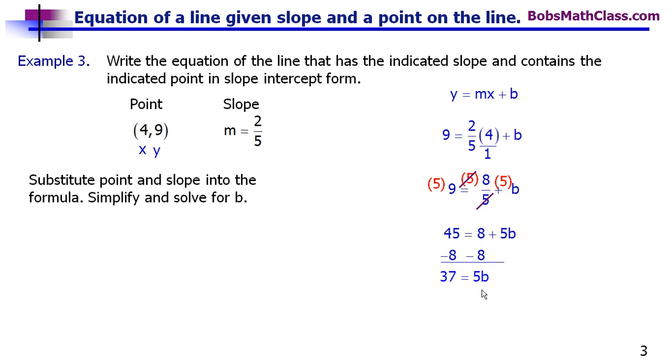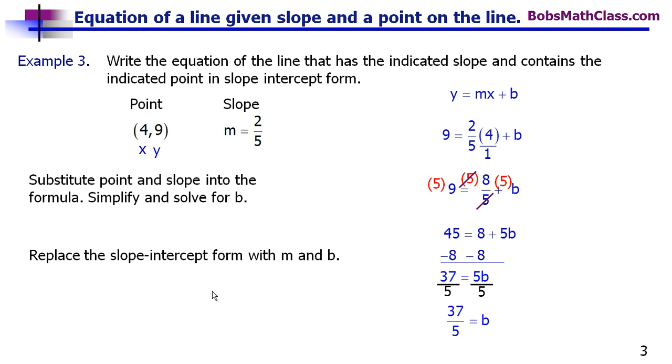Now divide by 5. So 37/5. You do not need to change it to a mixed number, unless you're actually graphing, then it might be a good idea to change it to a mixed number so you could actually plot the points a little bit better. But in this case, just leave it as 37/5. Well, we have our slope and our y-intercept, our b. So now we could replace the slope-intercept form with m and b. y equals 2/5 x plus 37/5.